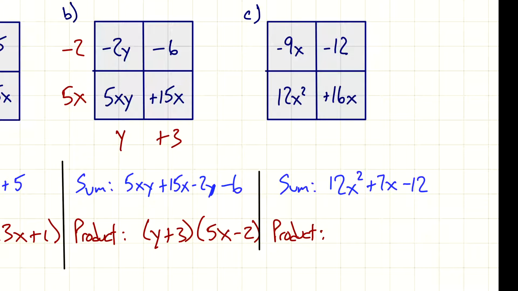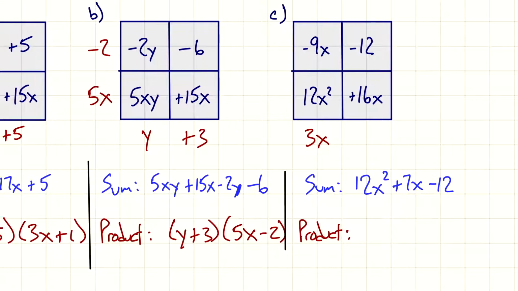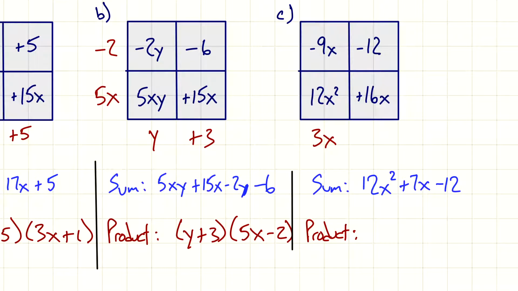The term that probably goes into both of those is going to be a 3 and an x. And the second column, 12 and 16. What number goes into 12 and 16? That's going to be a 4, I believe. So that's going to be a plus 4.